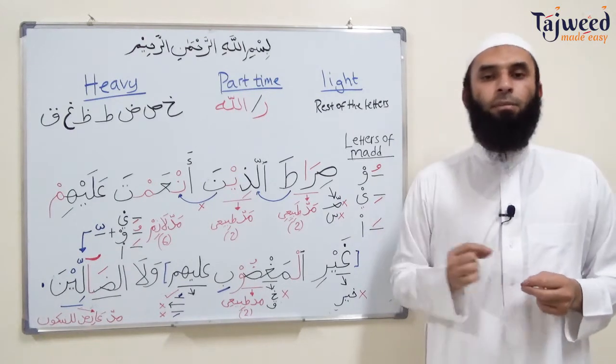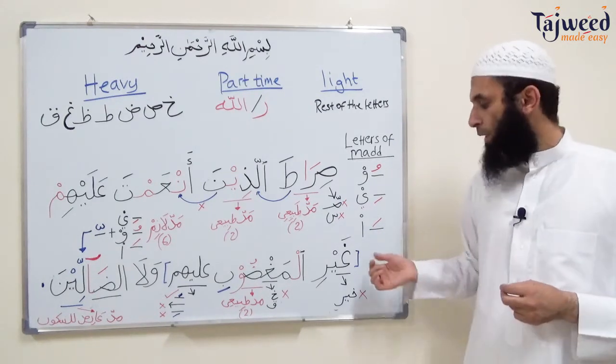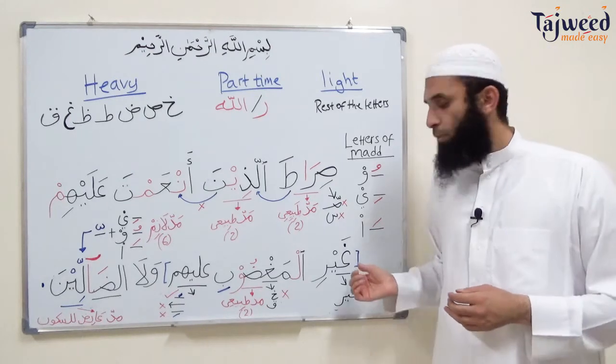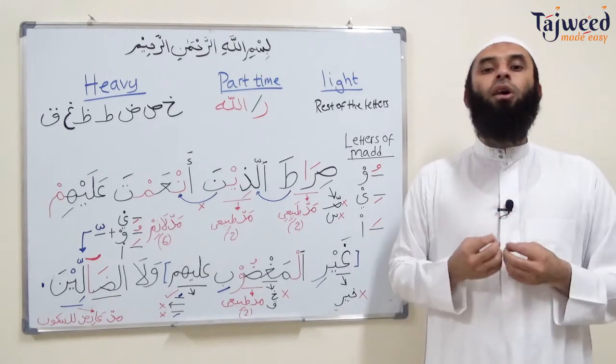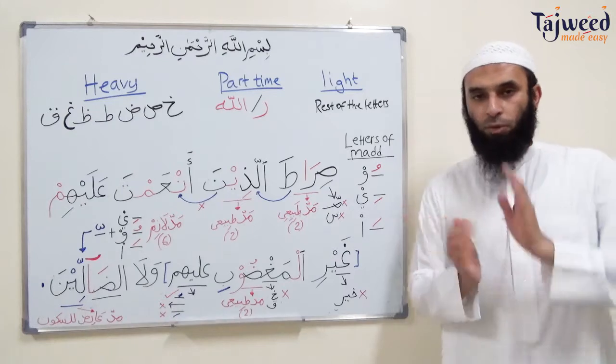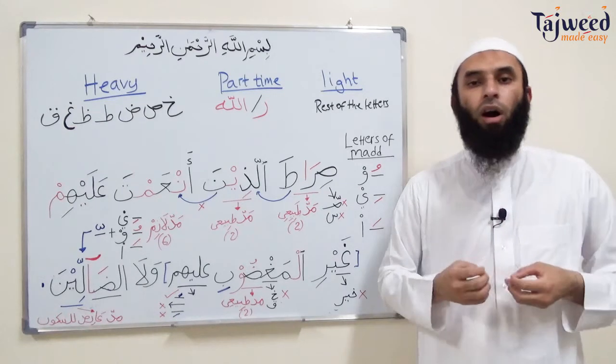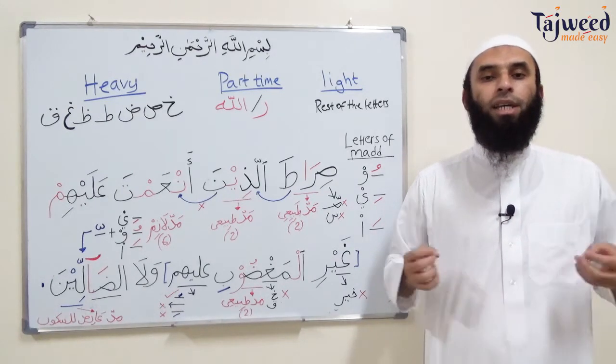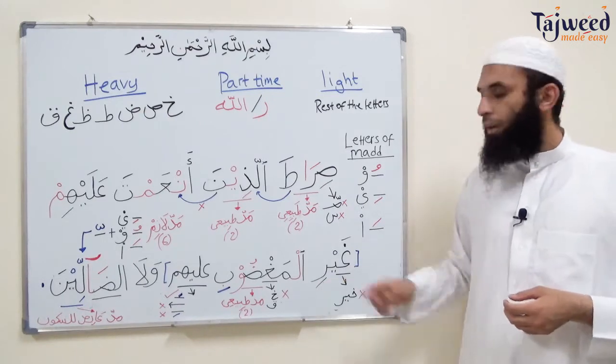If I say غيري المغضوب, I've not made the غين heavy. غين has to be heavy. غيري, and not غيري, in between fatha and kasra. Not غي, but غيري.